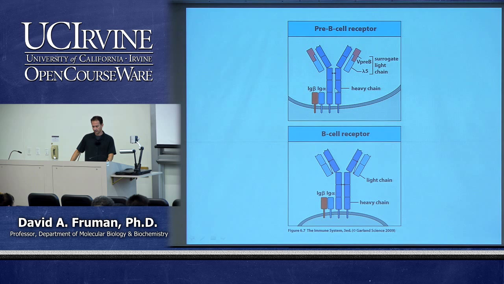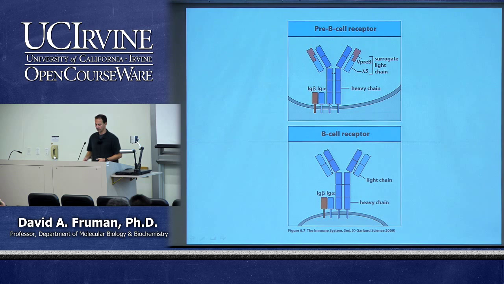So you signal the cell to survive, you signal for allelic exclusion, and you signal for proliferation. And now you have about 100 daughter cells from each cell that has a functional heavy chain. Each of those will undergo light chain rearrangement in a separate and random fashion. So you can have up to 100 or so different B cell clones, each with the same heavy chain and different light chains.